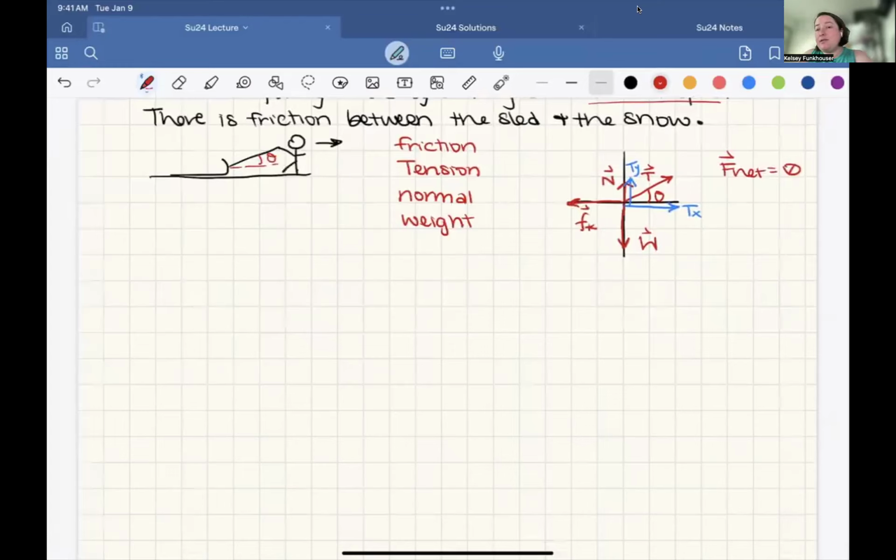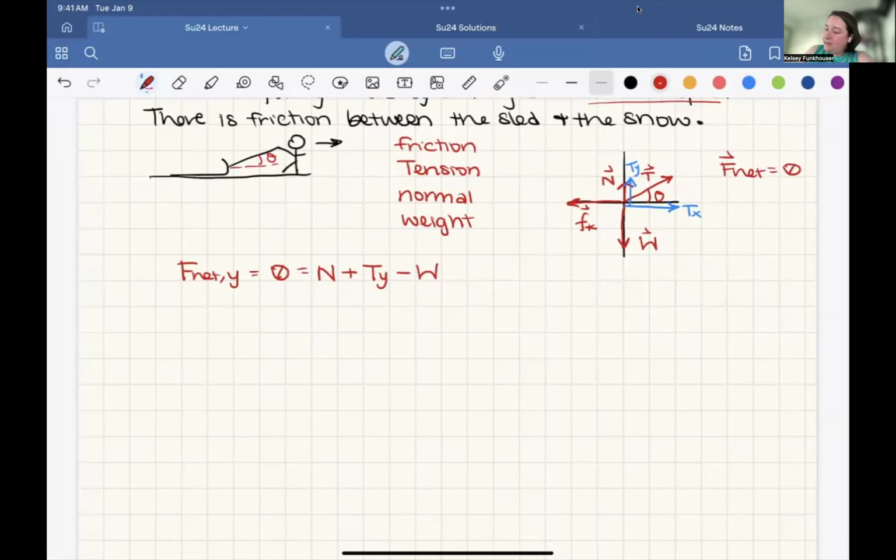We know the net force is 0 in both directions. So we can start with Y, F net Y equals 0. And then let's look at what forces we have in Y and whether they're positive or negative. So we have the normal force, that's positive. We can put that there. And then we have the Y component of the tension, also positive. So we'll put that as positive. And then finally, we have the weight, which is negative. So we subtract that.